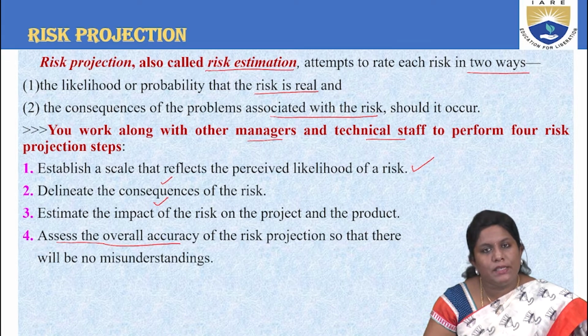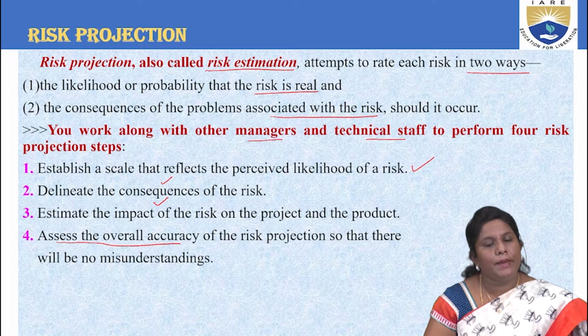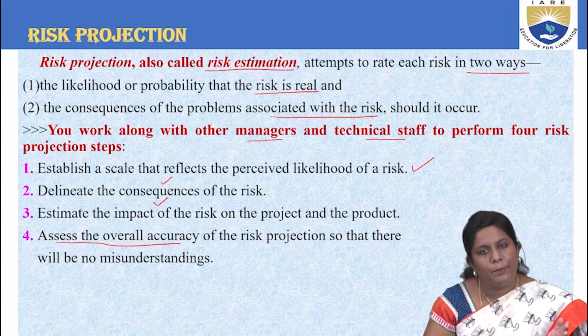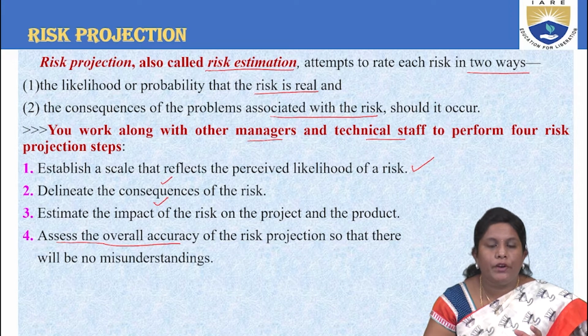Now, what are the steps done by various people, like the people in the team, the technical staff, and the other managers? First, they try to scale up the likelihood, that is the probability of the risk. Then they put them in a proper sequence, and then you try to focus on the impact of those risks in a project or a product, and then try to make a complete overall accuracy picture.